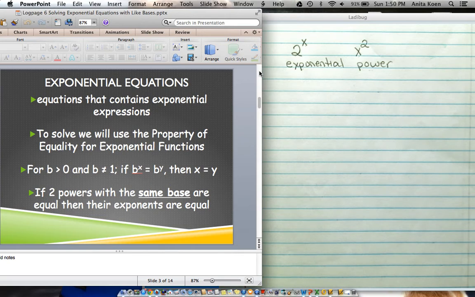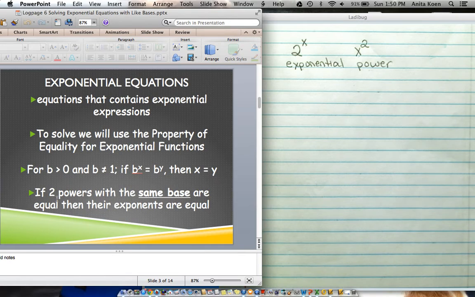To solve these types of equations, we're going to be using a property called the property of equality for exponential functions. And that property says for b, the base, greater than 0, and for b, the base, not equal to 1, if b raised to the x power is equal to b raised to the y power, then the exponents x and y have to be the same.